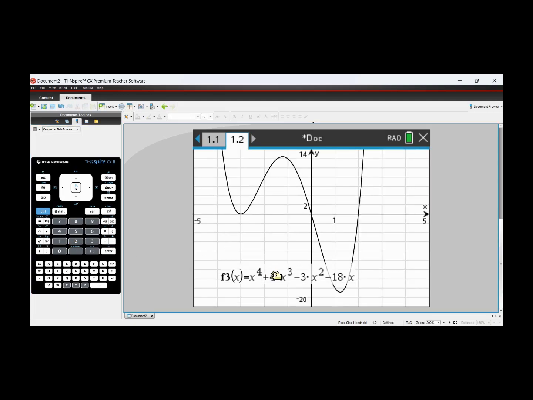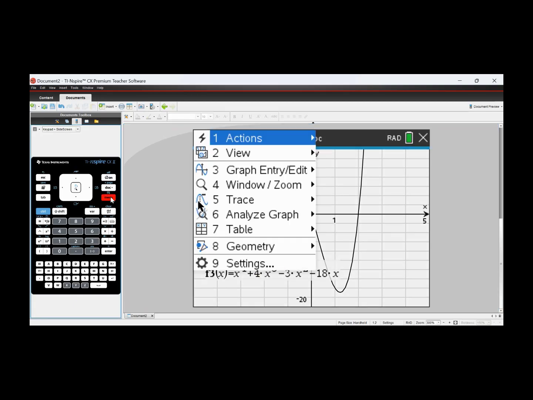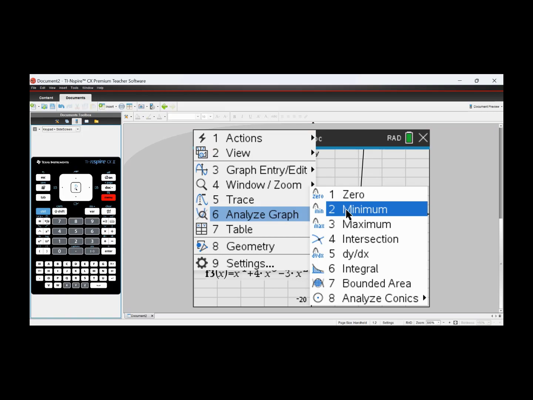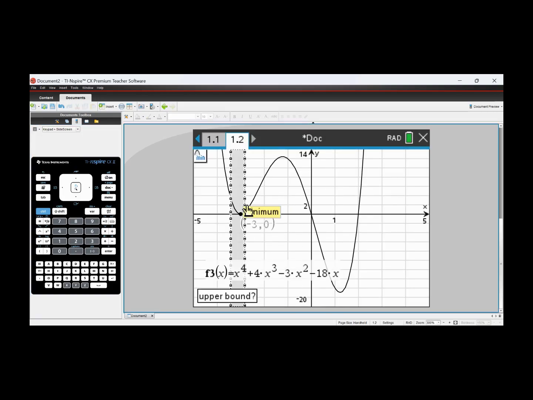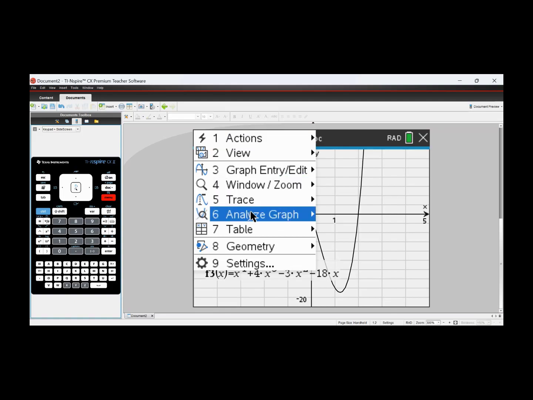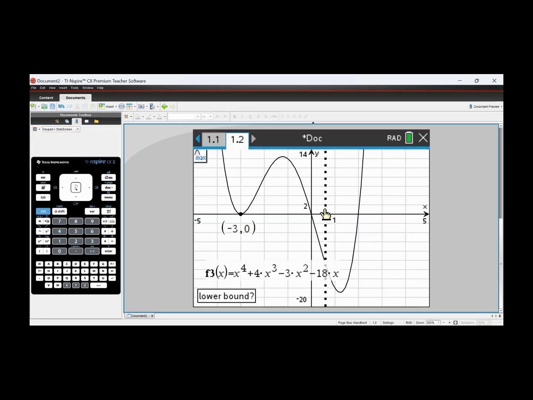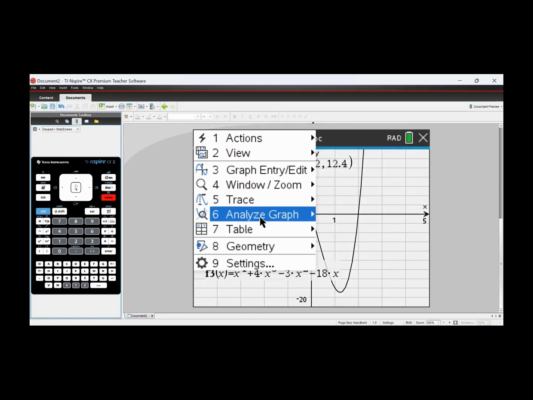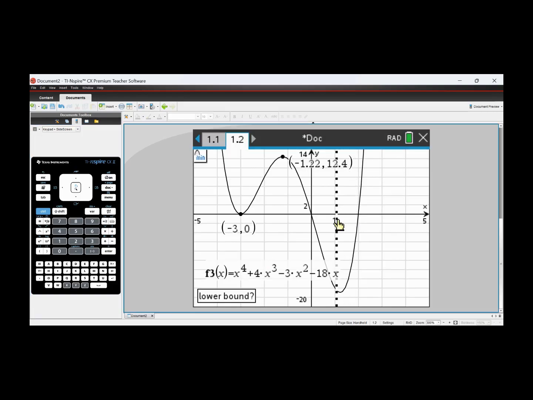Now we can see our graph, but in order to graph that nicely, we need to menu, analyze graph. I need a minimum over here. I need a menu, analyze graph. I need a maximum over here. I need a menu, analyze graph. I need another minimum over here.